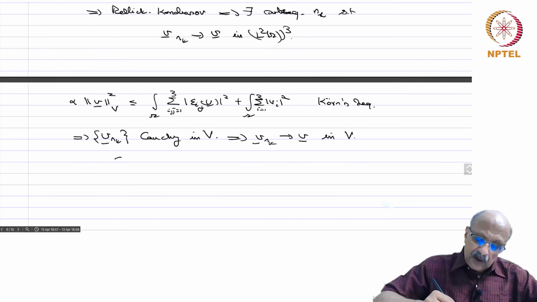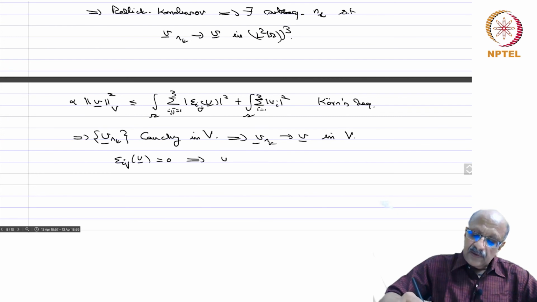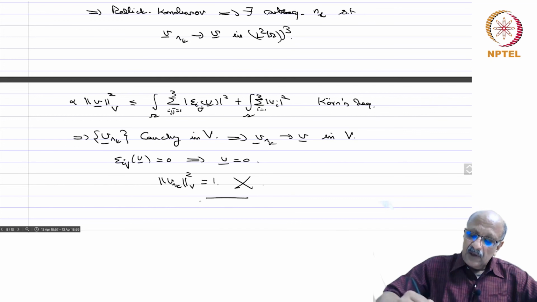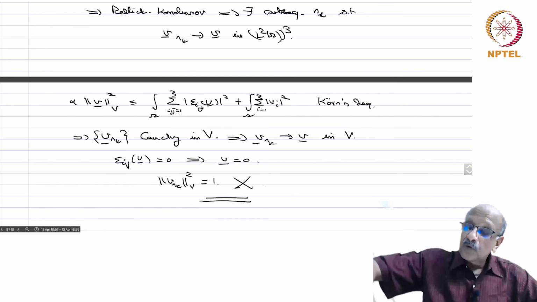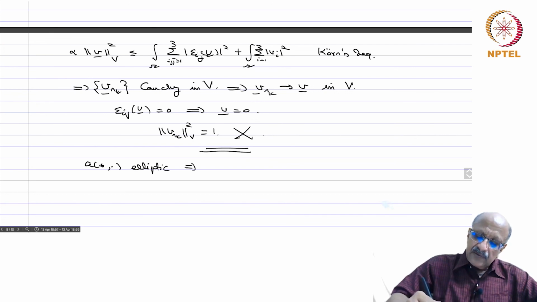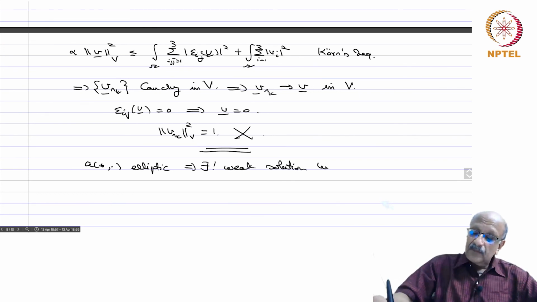But then epsilon ij of v equals 0, this implies that v equals 0, but the norm of vnk squared equals 1, and this is a contradiction. So we have a contradiction, and therefore A is elliptic. A elliptic implies there exists a unique weak solution by Lax-Milgram.